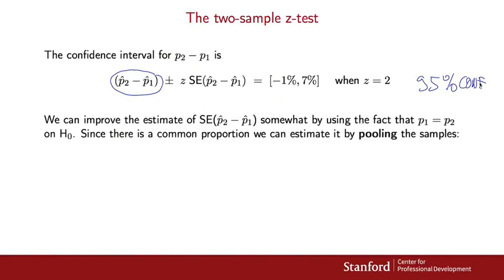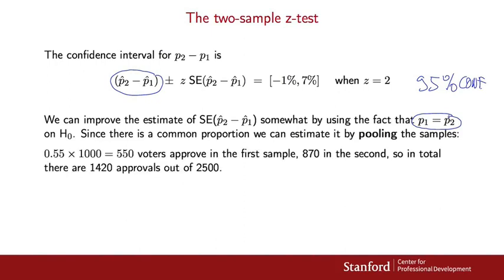So it turns out that if we do hypothesis testing and assume that the two proportions are equal, then we can actually improve the estimate of our standard error somewhat. And that's done by what's called pooling. The idea is that we should simply combine our two samples to estimate this proportion P1, which is the same as P2. And the fact that these two proportions are the same allows us to combine the samples.